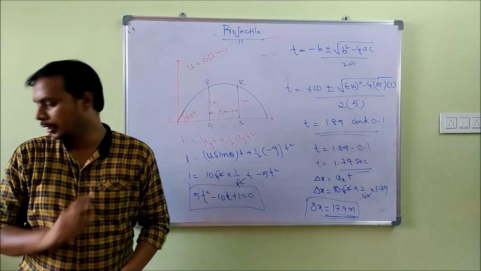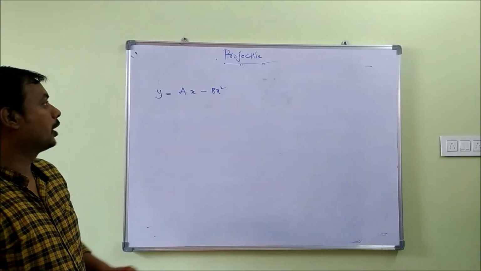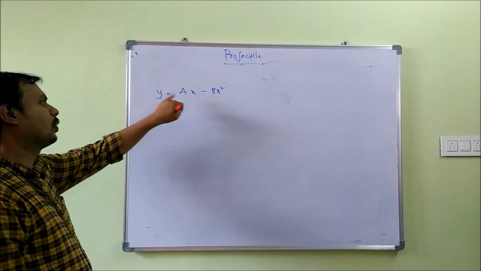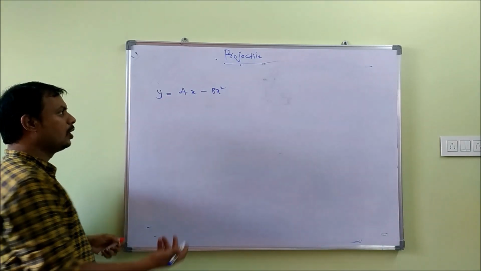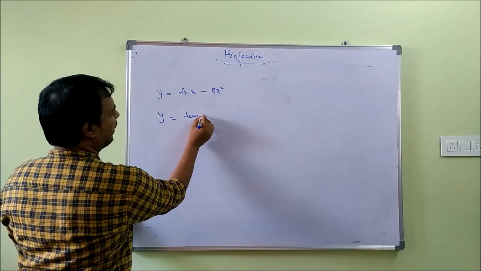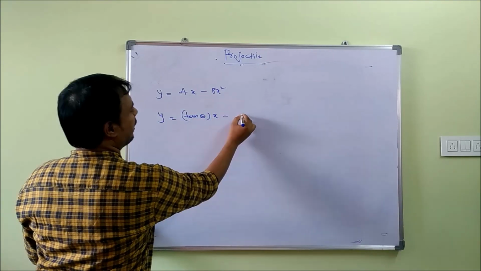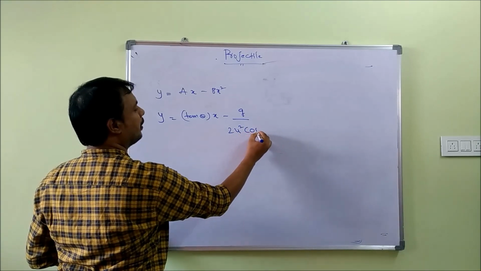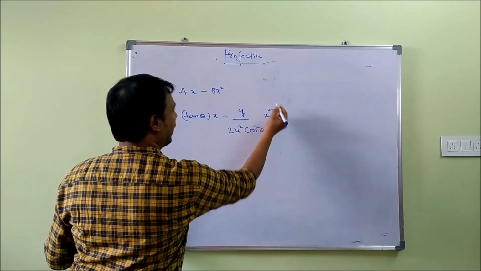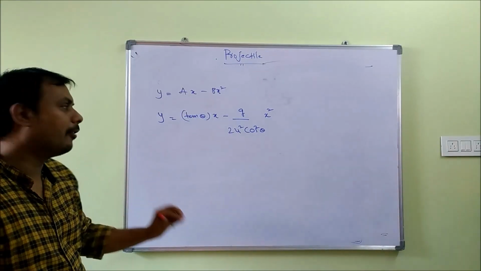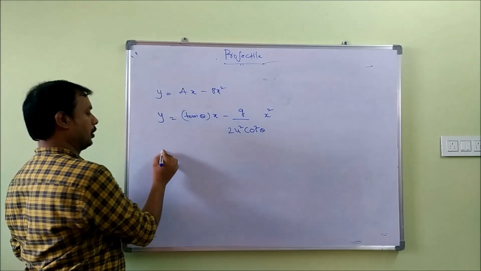Now one more model on projectile motion, one more method based on the equation model: y is equal to ax minus bx square. So what is the a value? That is tan theta, and b is g by 2u square cos square theta, multiplied by x square. So the same equation I am writing in terms of range. Then how is it going to change?